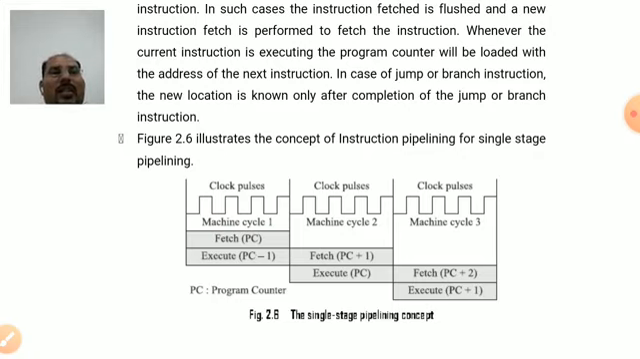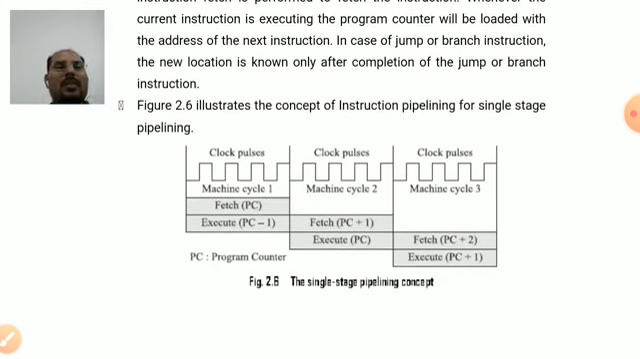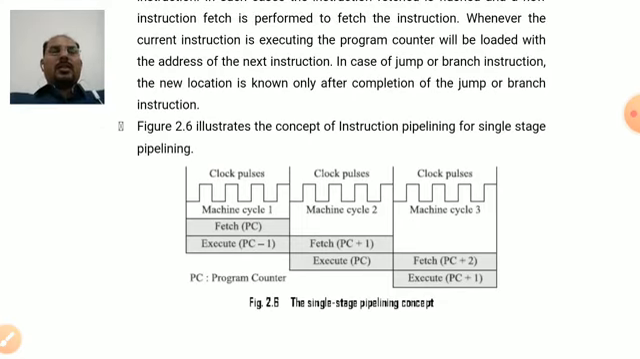Now look at machine cycle 3. When the instruction at PC is executing, the PC plus 2 instruction is being fetched. This is happening in machine cycle 3. If you look at the line, you can see that between machine cycle 1 and machine cycle 2, two things, executing and fetching, are happening at a time. Between machine cycle 2 and machine cycle 3, again executing and fetching are happening at the same time. So that is called instruction pipelining. It increases the efficiency of the processor. So the remaining I will take up in the next video.